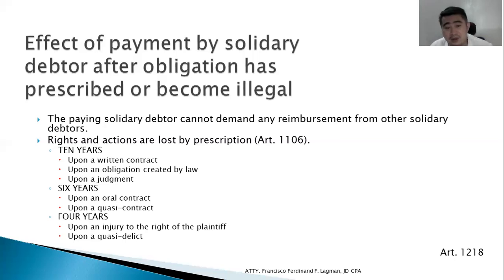Sabihin class, within 4 years, dapat magkaso ka na ng quasi-delict. Otherwise, the action will have prescribed. Hindi ka na pwede mag-file ng kaso. Okay? Let's say nabangga ka, tapos wala kang ginagawa for 5 years. Pwede mo ba kasuhan yung tao na nakabangga sa'yo? No. Alright? Kasi masyado kang natulog. Tinulugan mo yung mga karapatan mo. You slept on your rights.